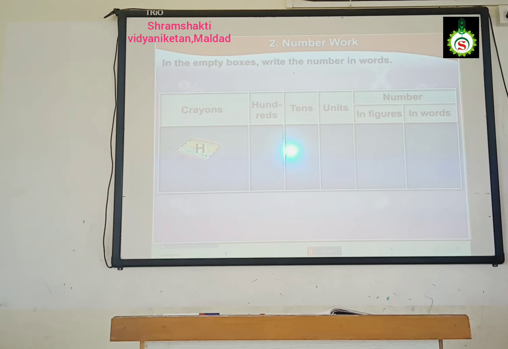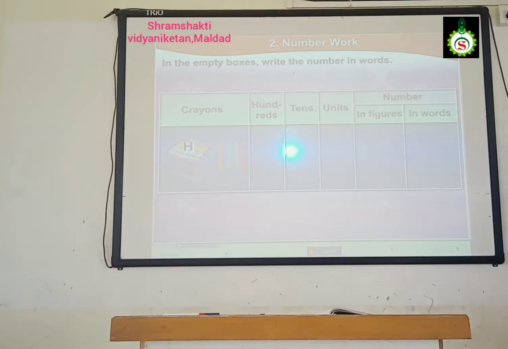Let us see the first picture. Here we have a box of 100 crayons and one more crayon, which means it is 100, 0 tens, 1 unit. In figures it would be 101 and in words one hundred one. The next picture has a box of 100 crayons and 2 more crayons, which means it is 100, 0 tens, 2 units. In figures it would be 102 and in words one hundred two. Now the next picture has 100 crayons and 3 more crayons, which means it is 100, 0 tens, 3 units. In figure it is 103.